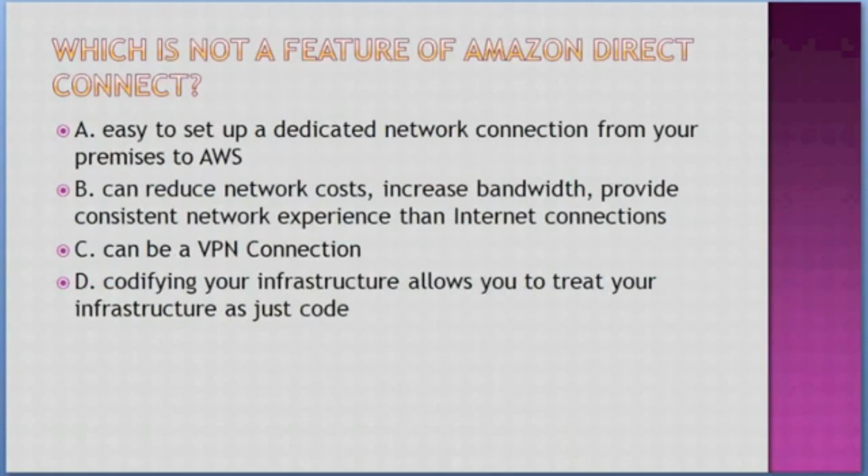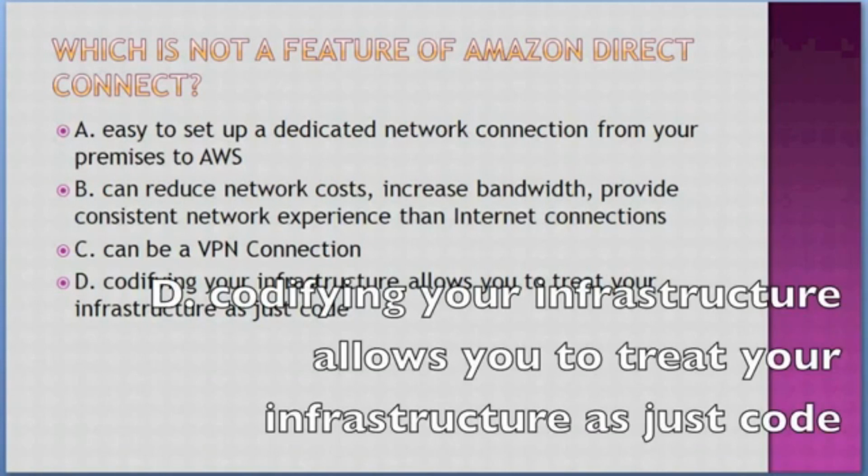Which is not a feature of Amazon Direct Connect? A. Easy to set up a dedicated network connection from your premises to AWS. B. Can reduce network costs, increase bandwidth, and provide a more consistent network experience than internet connections. C. Can be a VPN connection. D. Codifying your infrastructure allows you to treat your infrastructure as just code. Answer: D.